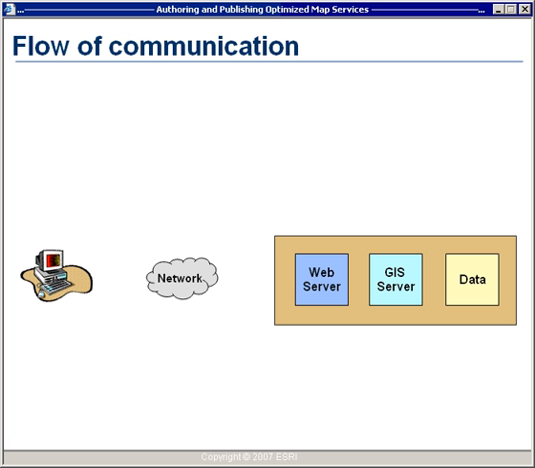So exactly what was happening as I was interacting with the bicycle transportation web application? Each time I zoomed in, out, or panned the display to a different area, I was asking the server for a new map.